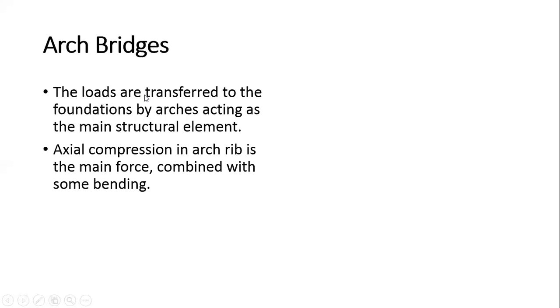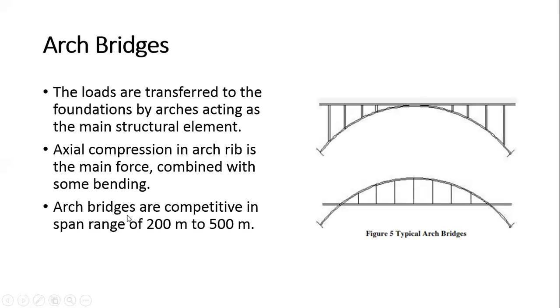Now, the other type of bridge based on main structural system is your arch bridges. The load is transferred to the foundation by arches acting as the main structural element. So here the transfer of the load is by arch action. In an arch, axial compression in the arch rib is the main force, combined with some bending also. So these bridges are competitive in the range of 200 to 500 meters. So we know that this is my arch and here is my bridge. And this is another option, where the road or the rail surface is not at the highest point, which is here.